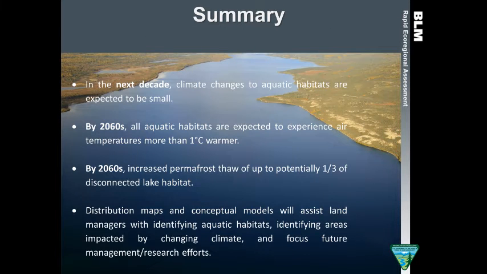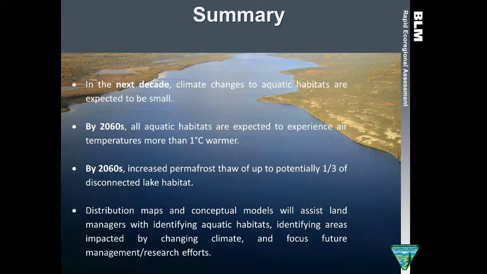So just a summary: in the next decade, we don't anticipate seeing much climate change impact to aquatic habitats, but within the long term, both temperature and permafrost thaw are projected to have an impact on these aquatic habitats. And just in summary, the distribution maps and the conceptual models that we developed can provide land managers with identifying where the habitats are, areas that might be impacted more or less by climate change, and then help to guide or direct some of these future management and research efforts.